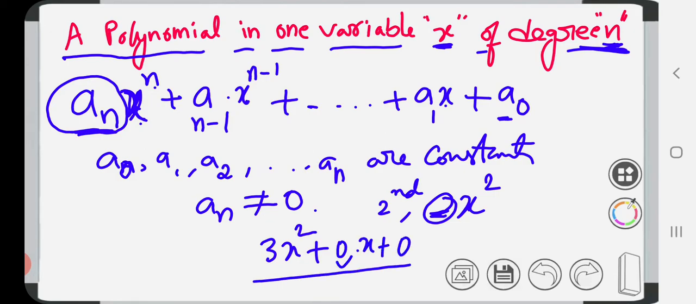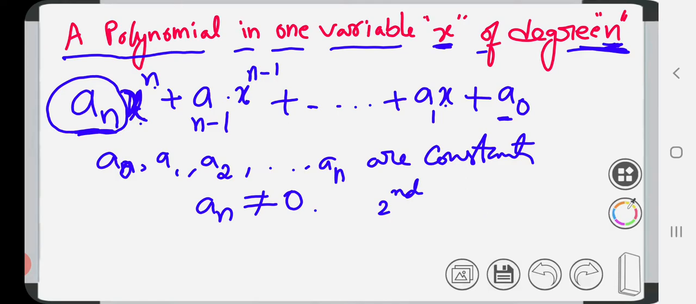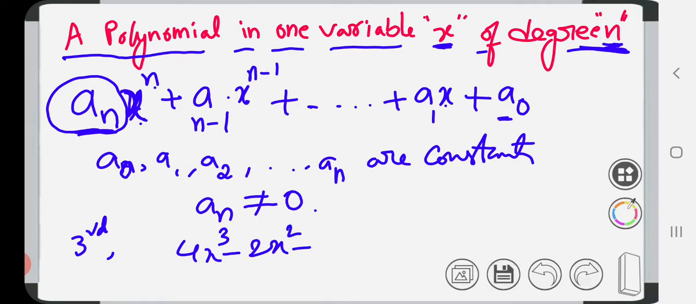The x coefficient may be 0, the constant may be 0, but for second degree the x square coefficient must be not equal to 0. And also, if you are writing a third degree polynomial, then third degree means x cube. So I can write 4x cube minus 2x square, and the remaining terms may be absent, and this also becomes a third degree polynomial, because the x cube coefficient is non-zero.